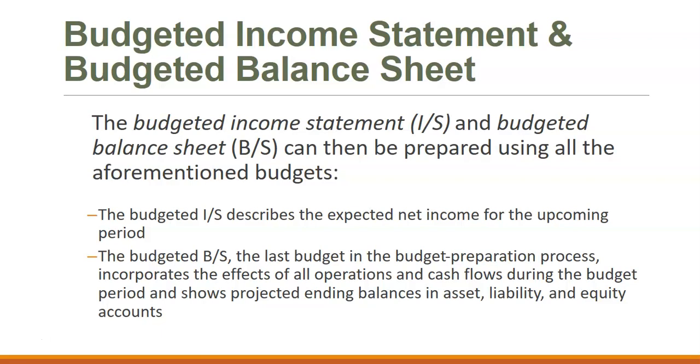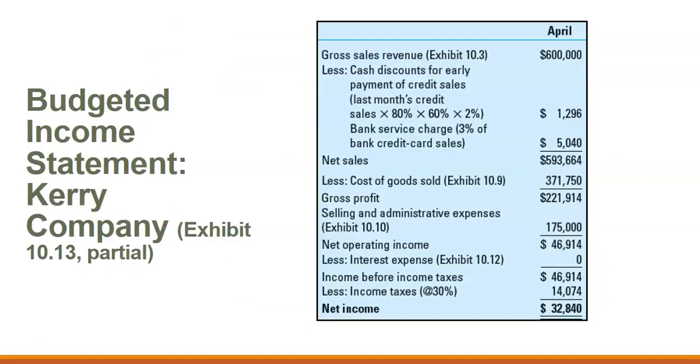These budgeted income statement and budgeted balance sheets are also called pro forma income statements and pro forma balance sheets. We have an example here of a budgeted income statement for April from the information that we just looked at for the same company that we just looked at.